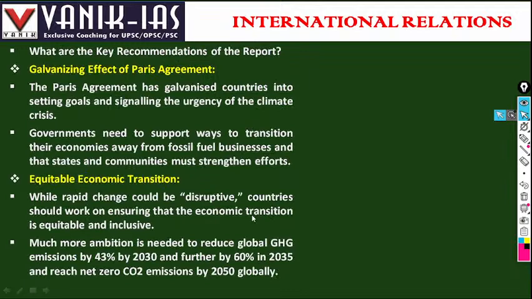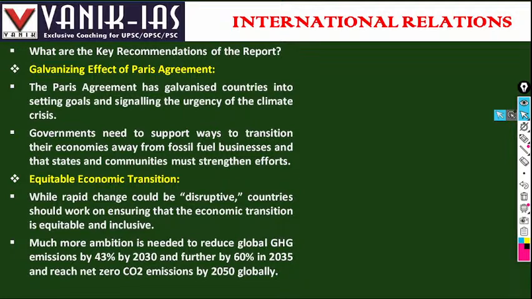Okay, the key recommendations of the report: galvanizing the efforts of the Paris Agreement. The Paris Agreement galvanized countries into setting goals and signaling the urgency of the climate crisis. Governments need to support ways to transition their economies away from the fossil fuel business, and states and communities must strengthen efforts to change over from the use of fossil fuels. Equitable economic transition: rapid change could be disruptive. Countries should work on ensuring that the economic transition is equitable and inclusive.